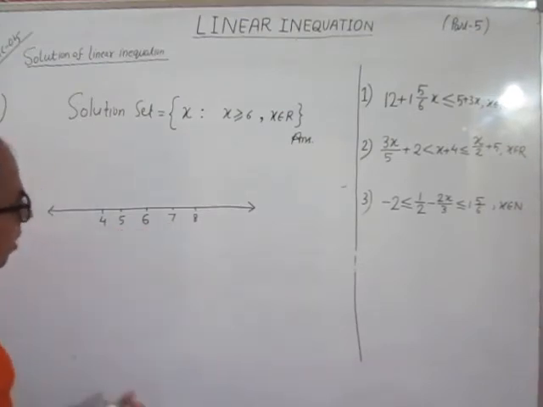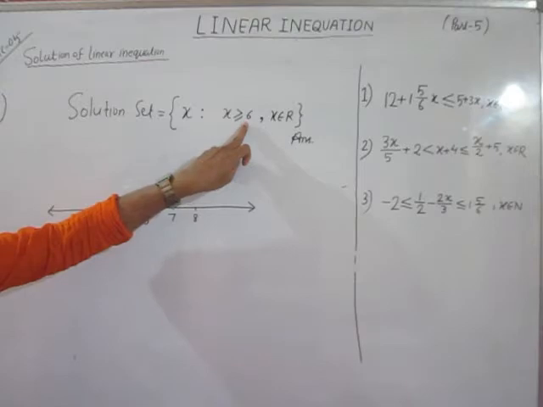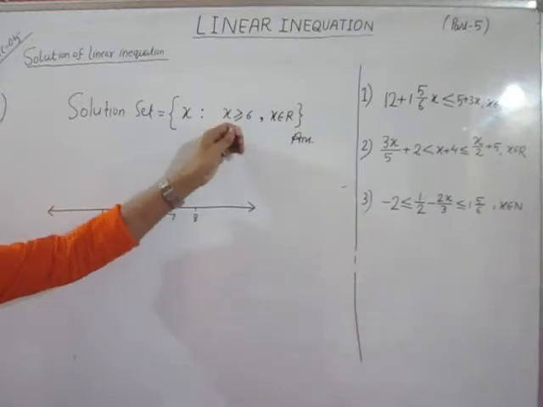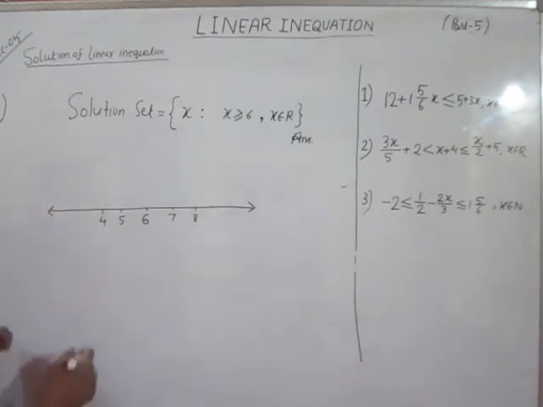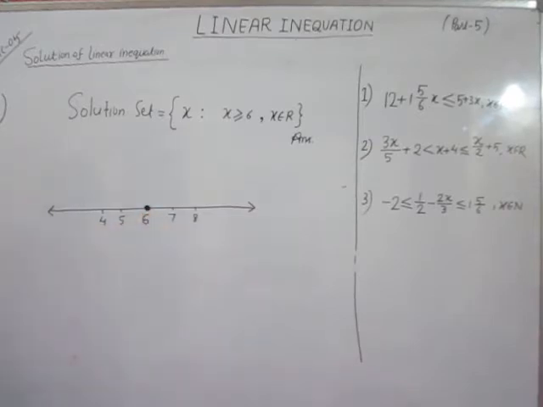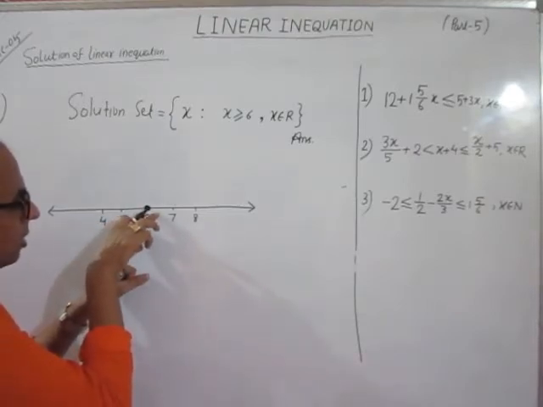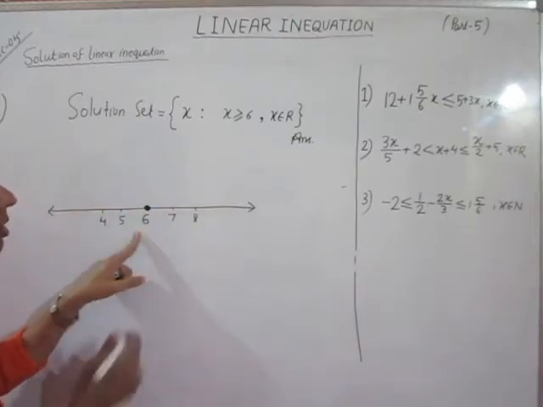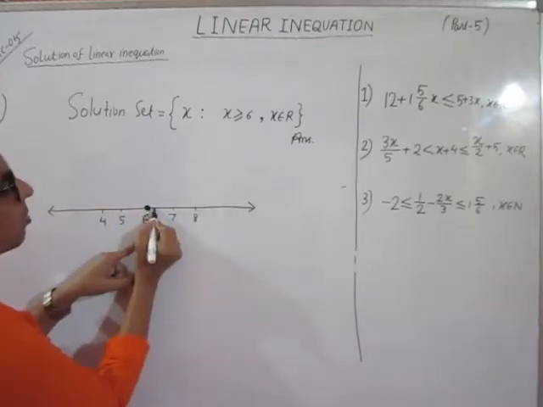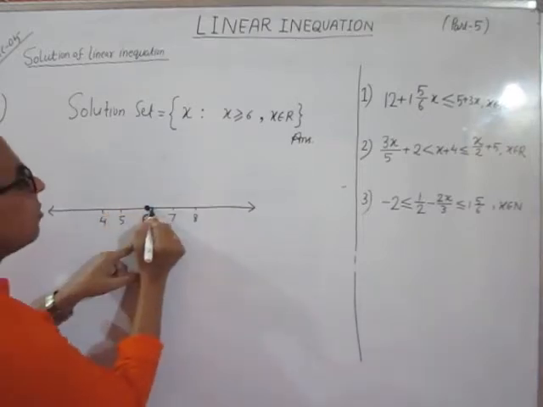Now this is called a closed point. What is a closed point? x is equal to 6. That means x is equal to 6 and also x is greater than 6. So to represent the closed point, a dark ring, a solid ring is used. And after that, all the points greater than 6 are also solutions. That means this point is also a solution, this point is also a solution, this point is also a solution. So if I join all these points, then we will get a line.